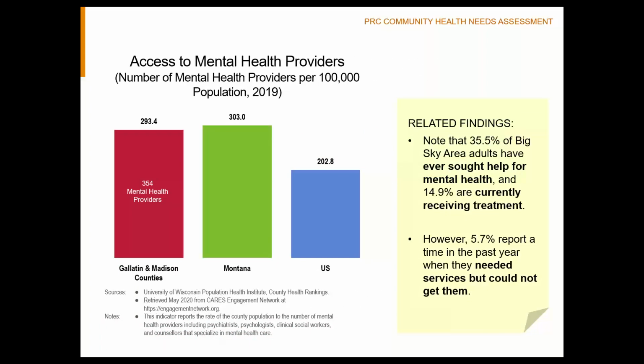We also looked at data that looks at the number of mental health providers available to the community. And again, our community here is Gallatin and Madison counties. This indicator reports the rate of the county population relative to the number of mental health providers, including psychiatrists, psychologists, clinical social workers, and counselors that specifically specialize in mental health care, expressed as a rate per 100,000. And by this measure, we found just over 350 mental health providers, and that is 2 counties. Much lower, though, in Madison County. Pretty close to what we see statewide and above that national level.